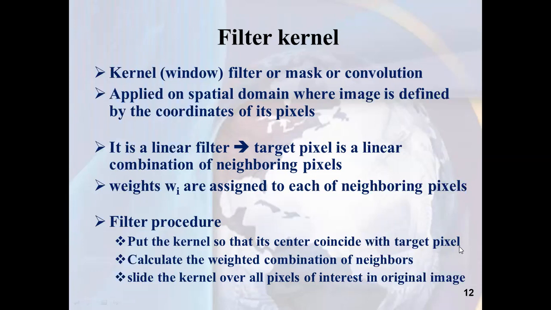When we choose the window, the ij pixel must be at the center of this window. Now we calculate the weighted combination of the neighborhood. We multiply each pixel by its weight. Then we make the summation, and the obtained value is assigned to the ij pixel. And after that, we slide the kernel in order to cover all the pixels of interest in the original image.